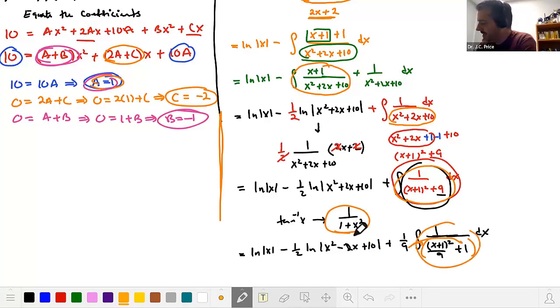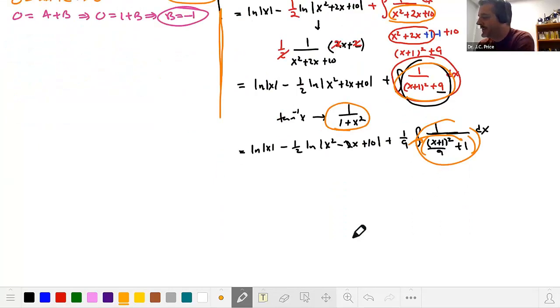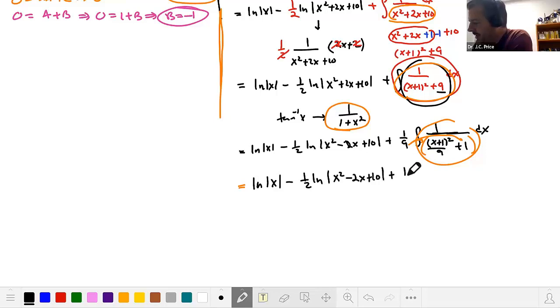So this type is very similar to that. In fact, if I do one more step, I think you'll see it. So this is going to be equal to, let me just copy everything down, ln of absolute value of x minus 1/2 ln of absolute value of x squared minus 2x plus 10, and then plus 1/9 the integral of 1 over, I'm going to write this as x plus 1, all divided by 3, and I'm squaring the entire thing here, plus 1 dx.